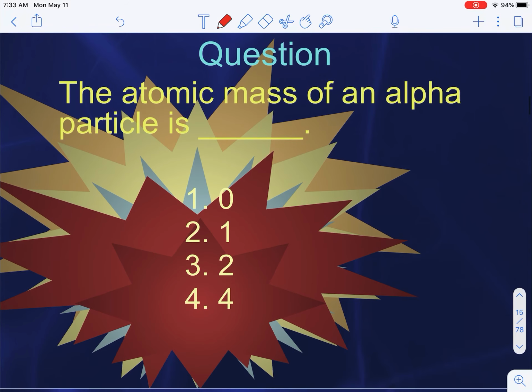Okay. The atomic mass of an alpha particle is, remember, it's helium-4, so atomic mass is the larger number. It's the number of protons and neutrons. So it is helium-4, if you remember this. So it is 2 protons and 2 neutrons, but 0 electrons.